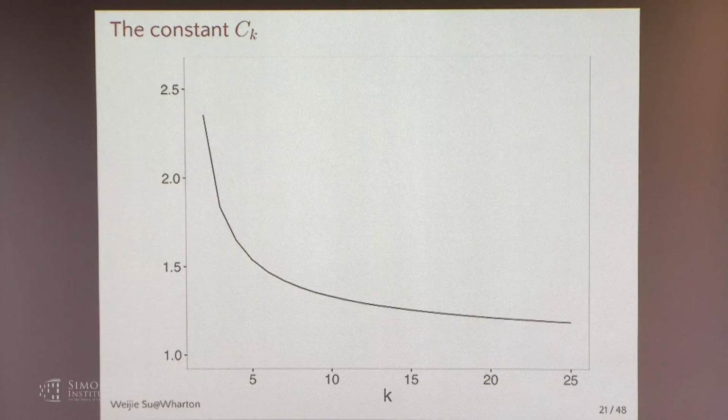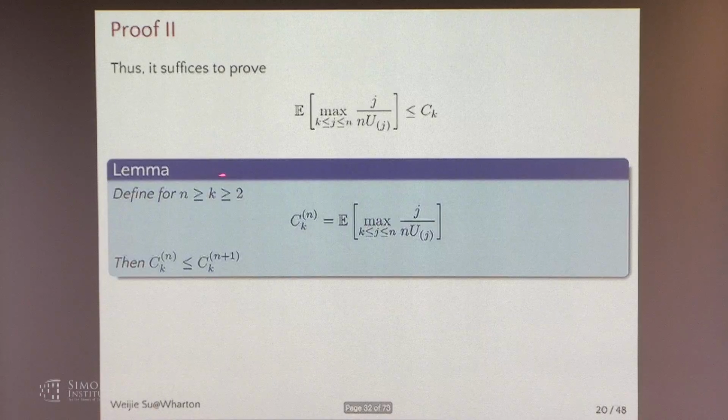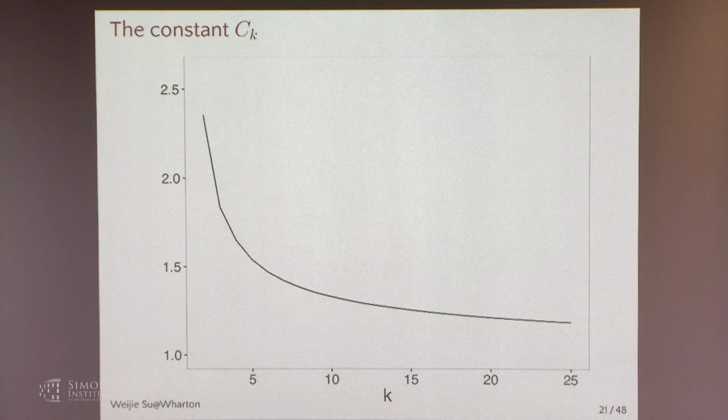Essentially, you let n go to infinity. So this is your constant, and this constant looks like this. You see, it's a decreasing function of k. If k is very large, then it will slowly approach 1.